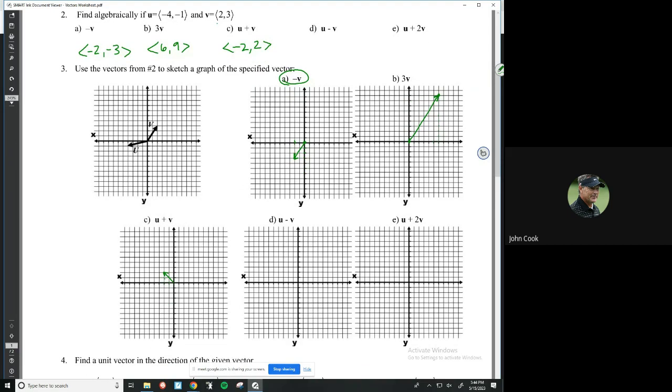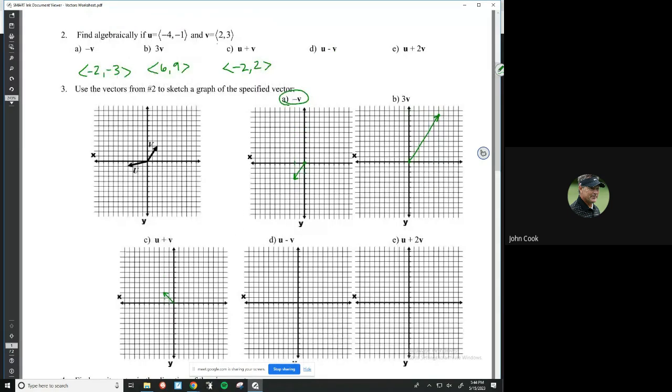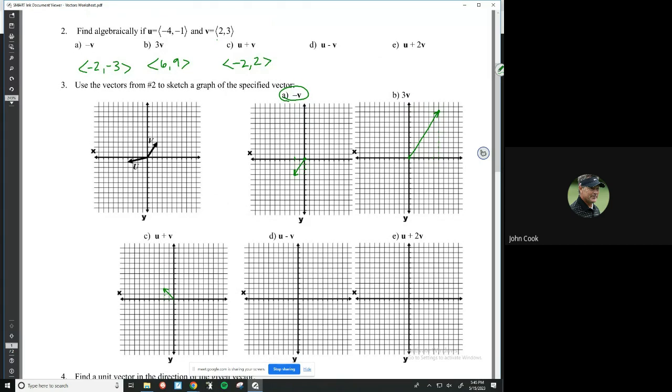Use the vectors from number 2 to sketch a graph of the specified vector. I guess you could add in the other things too, like your original vectors, your v vector, and all that stuff. But I don't know if that's necessarily what it's asking for.